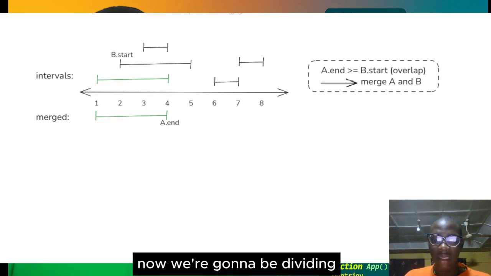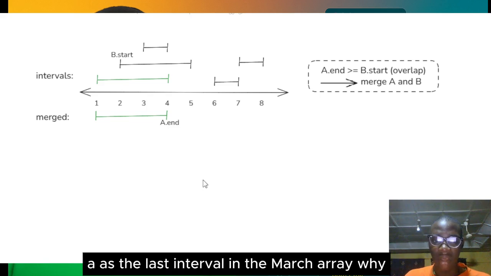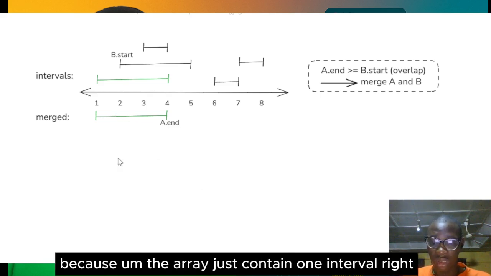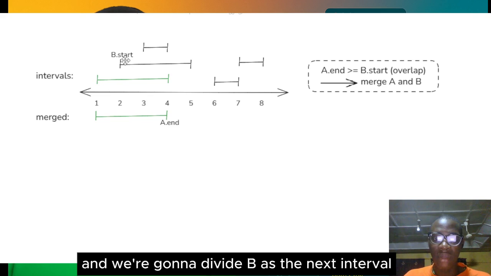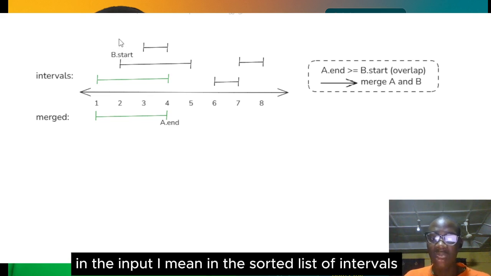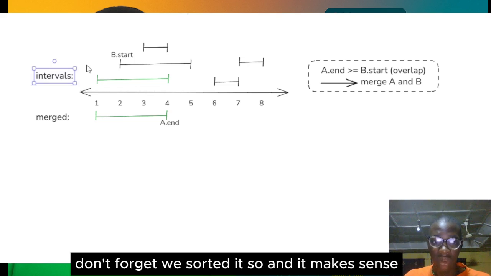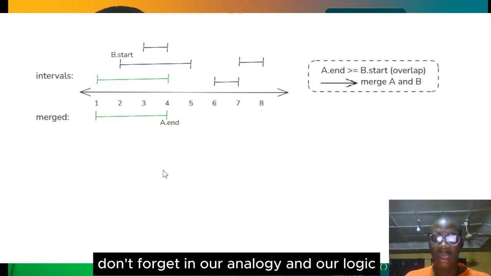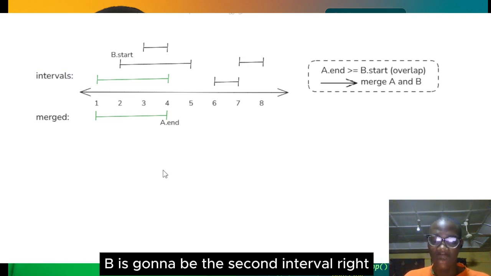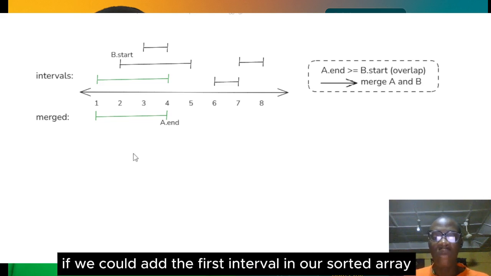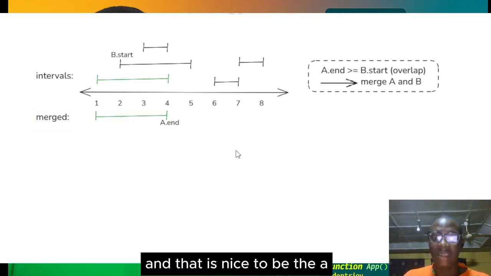Now we're gonna define A as the last interval in the merged array. Why? Because the array just contains one interval, right? The first interval. So we're gonna define it as A, and we're gonna define B as the next interval in the sorted list of intervals. Don't forget we sorted it. And it makes sense. Don't forget, in our analogy and logic, we explained that A is gonna be the first interval and B is gonna be the second interval, right? It makes sense because we added the first interval in our sorted array into the merge, which is nice to be the A, while the next interval in our sorted array will be B.